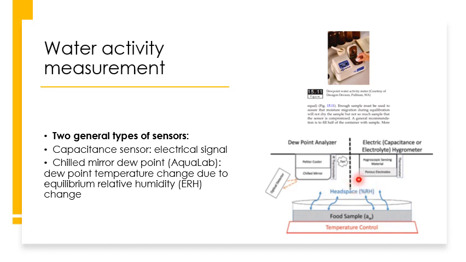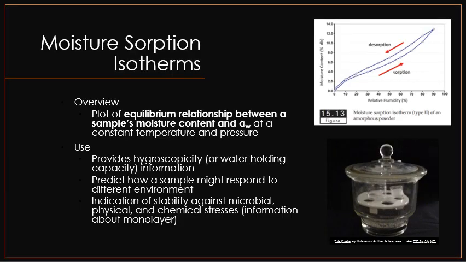Volatiles that may condense on the mirror, such as alcohol, acetic acid, or propylene glycol, may interfere with accurate water activity measurement. So those are things that you need to take into consideration. But not least, you can also measure the moisture sorption isotherm.